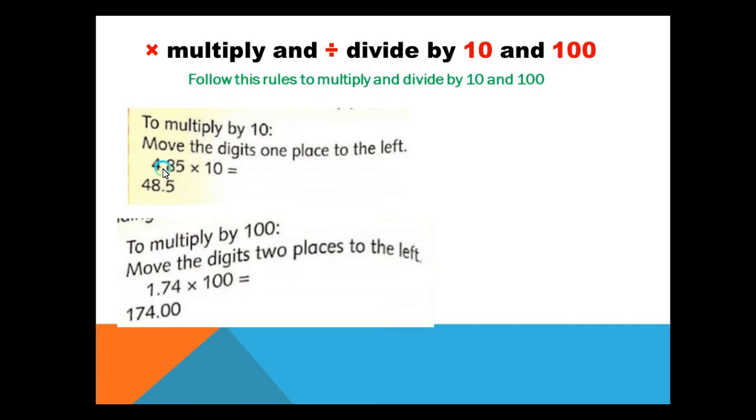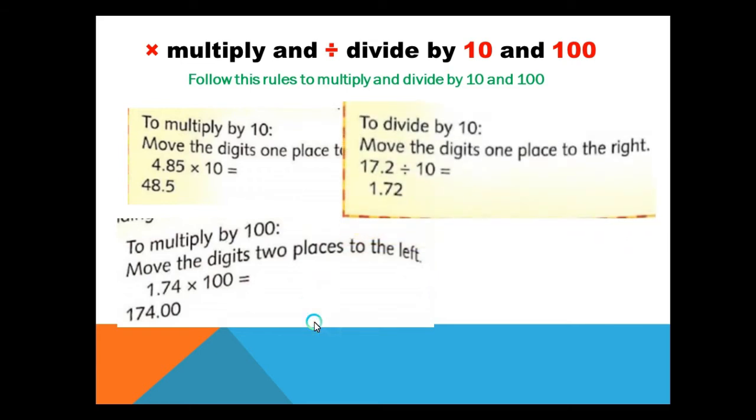So when you multiply, you're going to get 48.5. When you're multiplying by 100, you move the digits 2 places, because 100 has 2 zeros, 2 places. You move the digits 2 places to the left, starting with your dot. So when you multiply 1.74 by 100, you have 174.